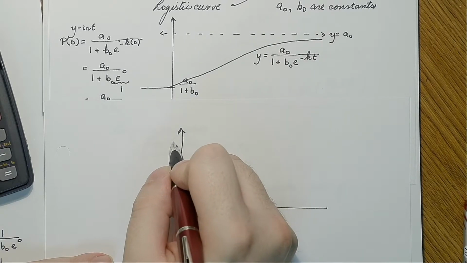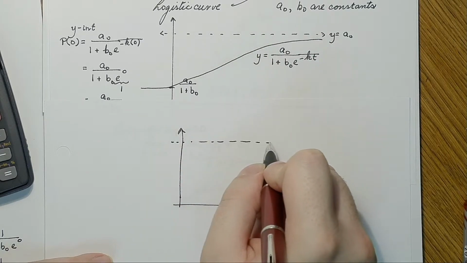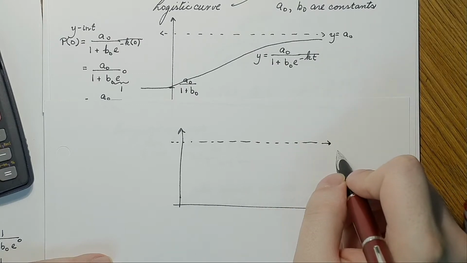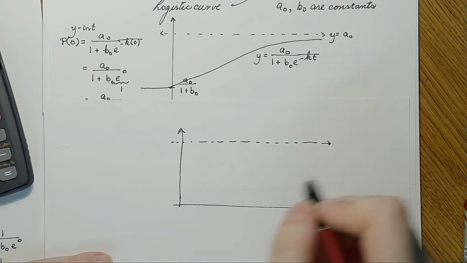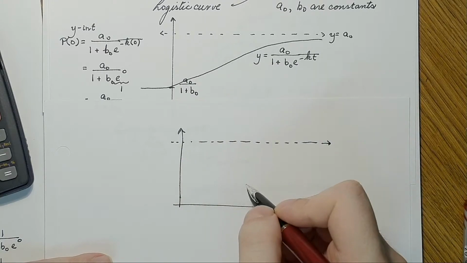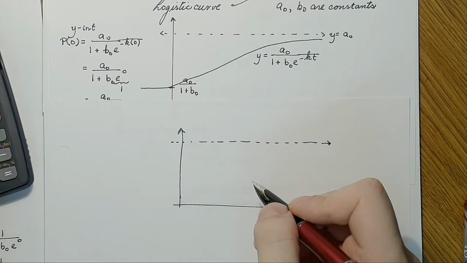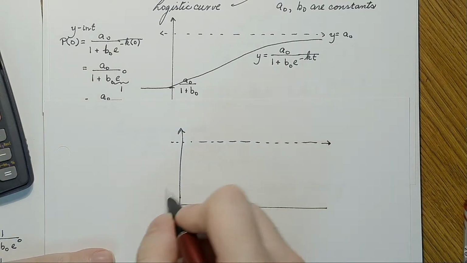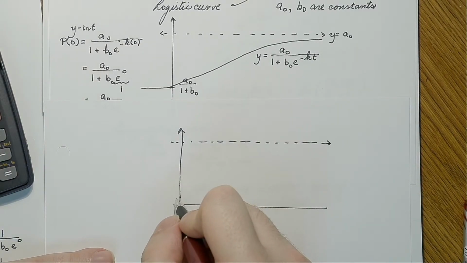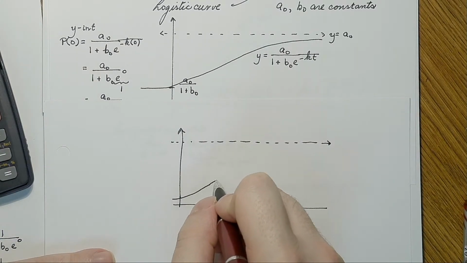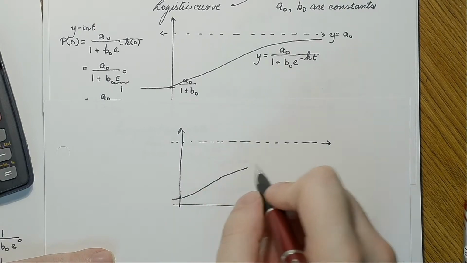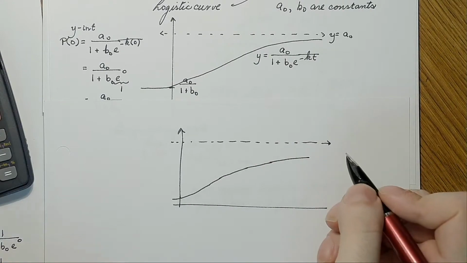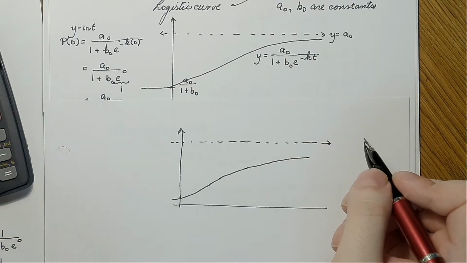For instance, like A0, for example, a vehicle can only go so fast, it can't go faster than the speed of light. So that's kind of the speed limit of our universe. It can get really, really close, but the upper bound would be like a speed limit.